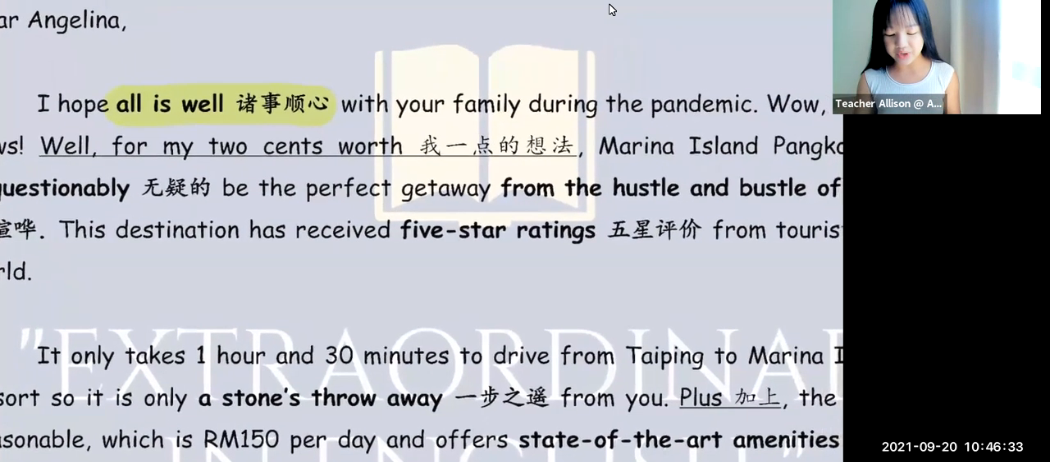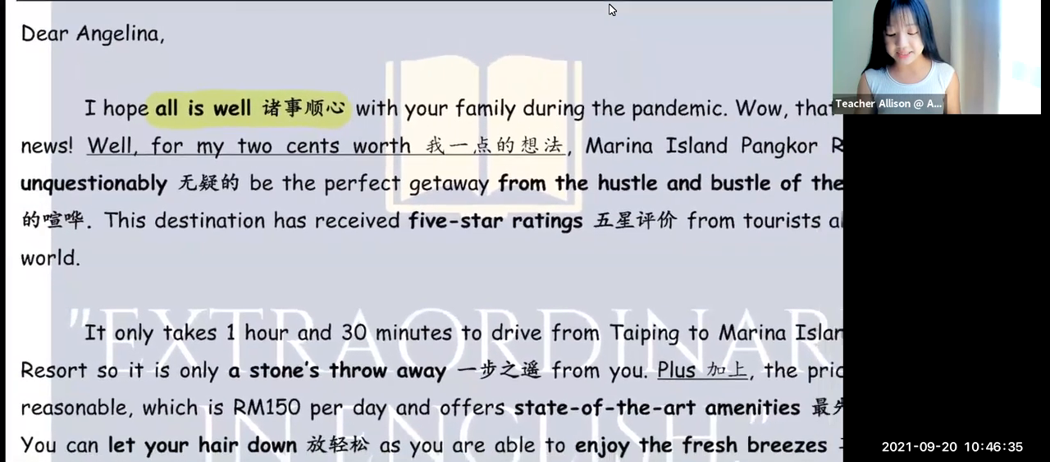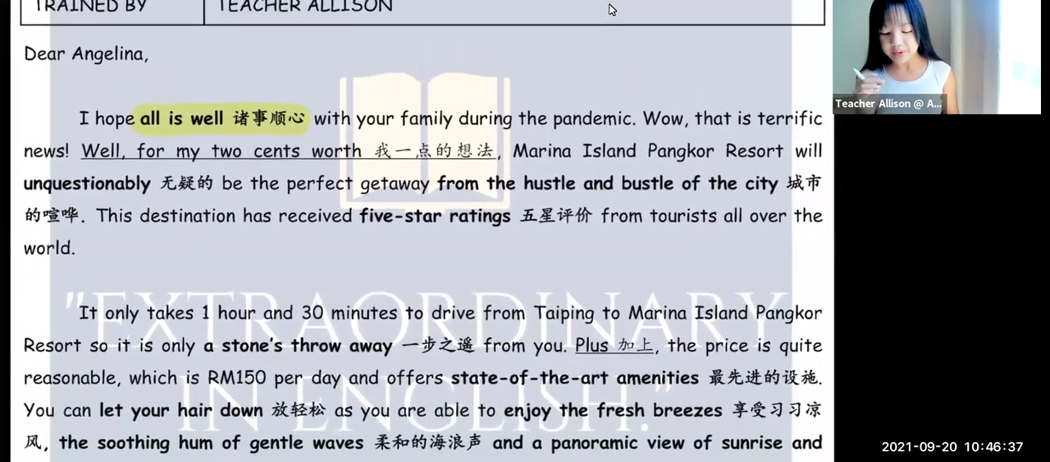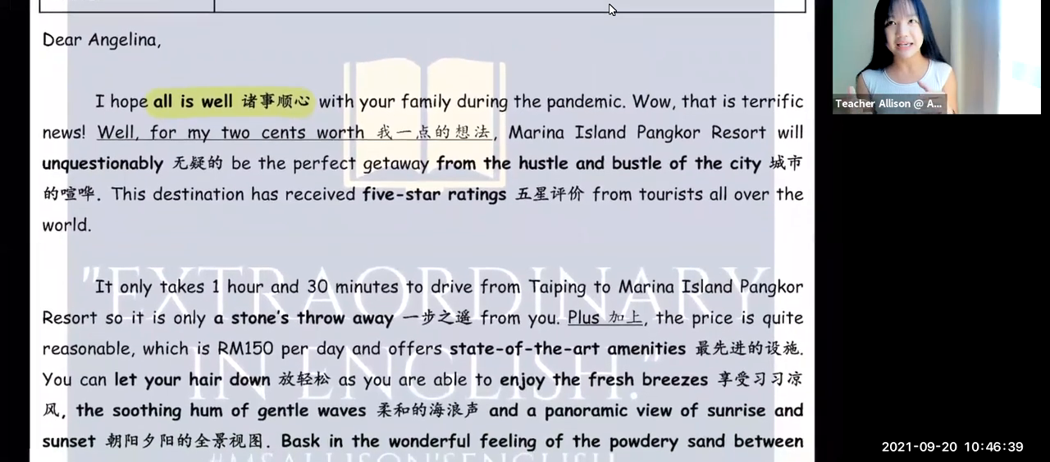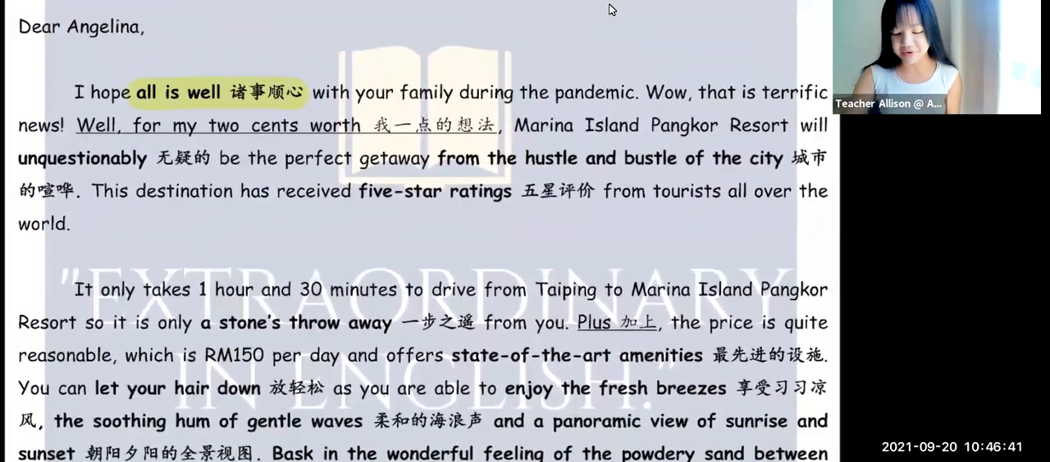As you can see here, we are being quite specific with the first sentence. I hope all is well with your family during the pandemic. It is linked to current affairs because right now, yes, we are actually struggling with the pandemic. So all is well means I hope everything is fine, and pandemic is what we are going through in the entire Malaysia right now. For the first sentence, I will put an underline here first.